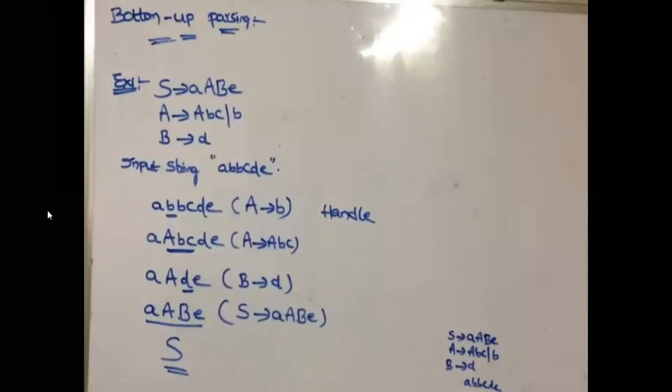In this one we consider the input string as the bottom, that is a, b, b, c, d, e. By using this input string we have to construct the parse tree. Before discussing bottom up parsing, in the given input string we can take a substring, and that substring is taken as the handle.